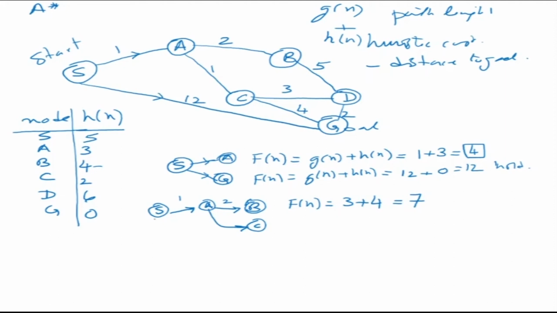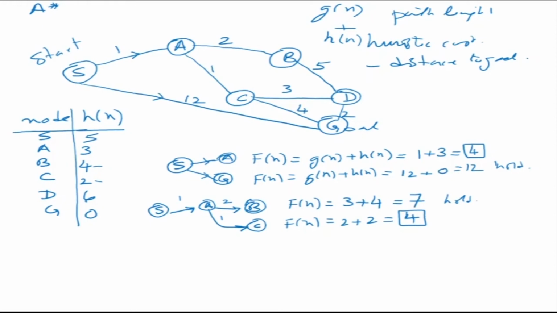Now, what about from S to A to C? If you look at A to C, Fn will be equal to, to get to C you have come from S to A, which is 1, and then A to C, it is 1, so it is 2, plus the heuristic cost for C is 2, so it is 4. Now, out of 7 and 4, this one is smaller, so I box it and I keep this on hold.